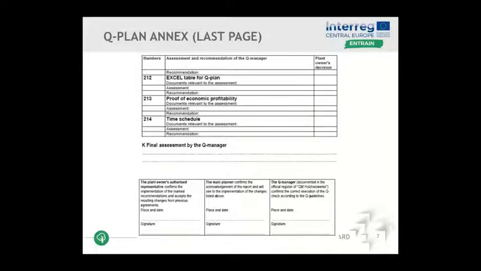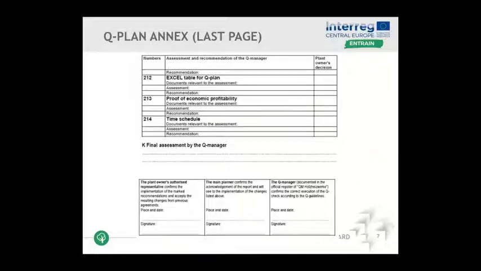It's important that the Q manager is always only making recommendations to a plant owner, so he's not able to decide that a measure is then really implemented. He is recommending, and this Qplan NX is also then the proof, let's say, of the work of the Q manager and of how the plant owner decided. So the plant owner still can say, no, I don't want to do that, and then the Q manager can say, okay, but I recommended it, and you see if yes or no in this column here.